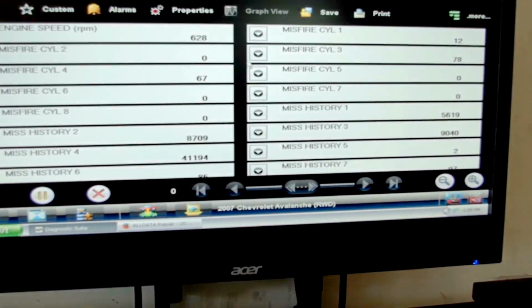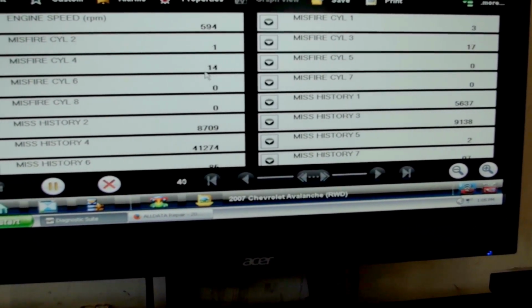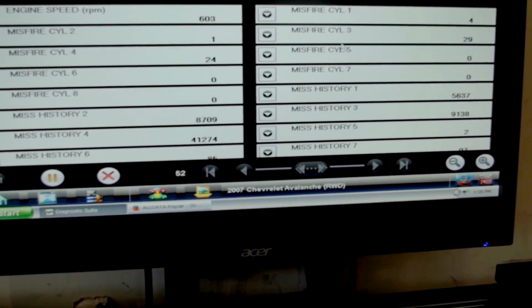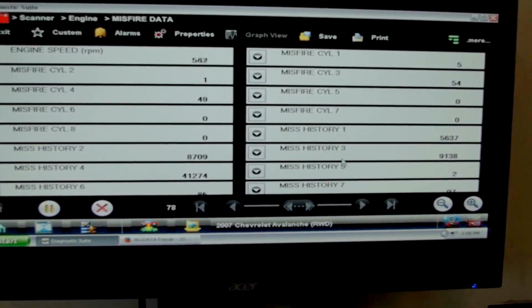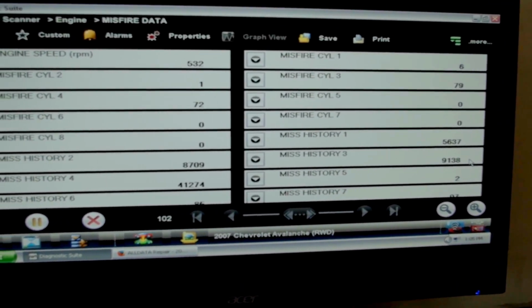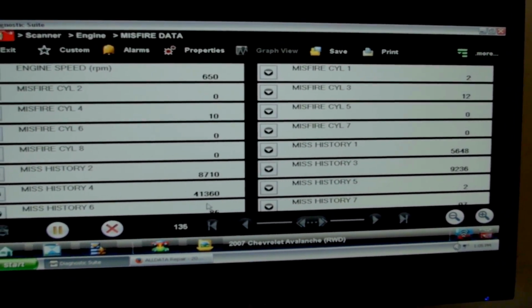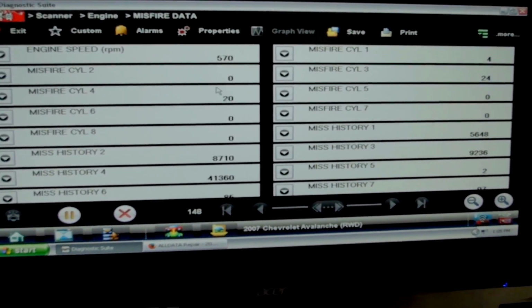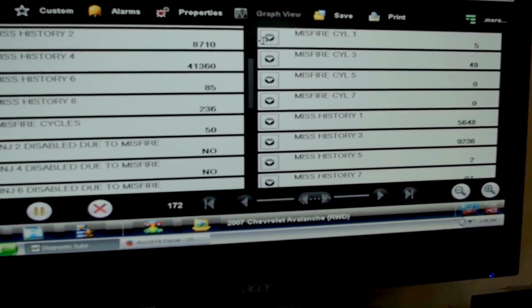I want to go to misfire, because obviously the engine's misfiring. Gee, we have misfires happening right now on number 4 cylinder, number 3 cylinder. This is present right now. This is history. Gee, misfire history. Number 3 cylinder missed 9,138 times. That's a lot. Number 2 cylinder missed 8,700. Number 4, gee, 41,000 misses. Active right now. That's why the check engine light's on. We have a major failure problem right here.